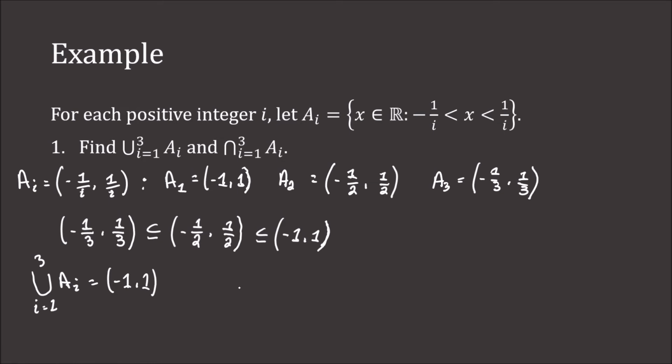However, the intersection from i equals 1 to 3, remember, this has to be the set of all elements common to everything. Since negative 1 to 1 has negative a third to a third, and so does negative a half to a half, this intersection would be negative a third to a third.